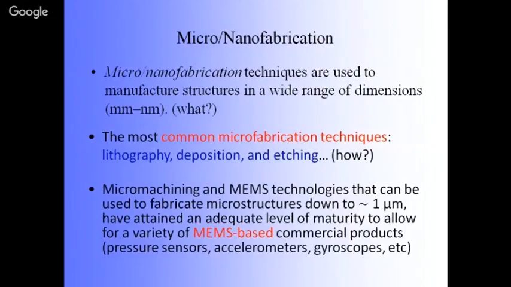So the micro machining and micro electro mechanical system technologies, which can be used to fabricate microstructures down to 1 micrometer, have attained an adequate level of maturity to allow for a variety of MEMS-based commercial products, say pressure sensors, accelerometers, gyroscopes. So all of these are examples of this.